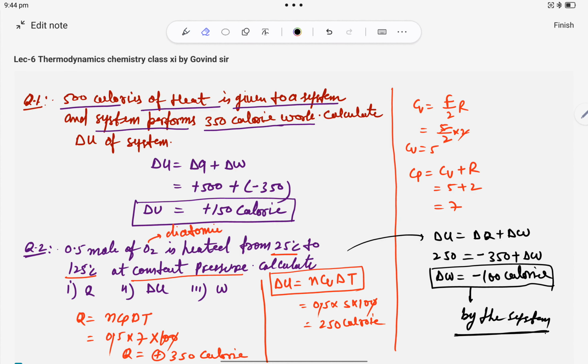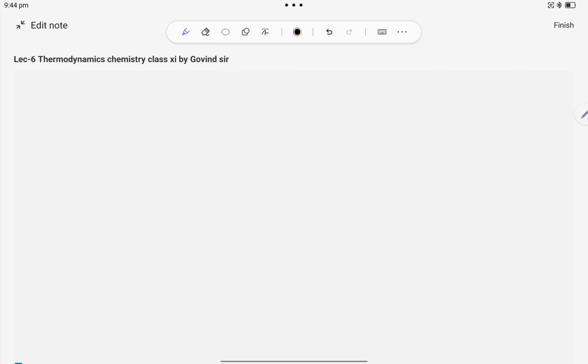Now the third question. Question number 3, you will try it. Okay, the remaining question number 3, I will prepare one single video for the question point of view. So this is all about the first law of thermodynamics, which we have completed. So once again I am saying thank you, and this side your chemistry mentor Govind sir.